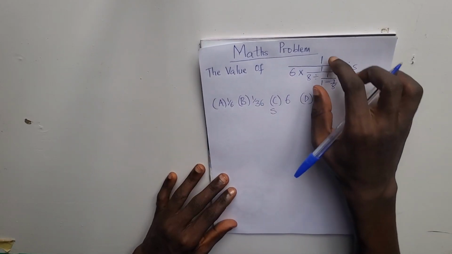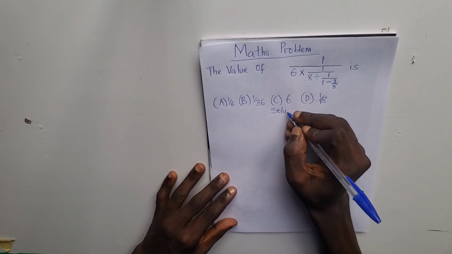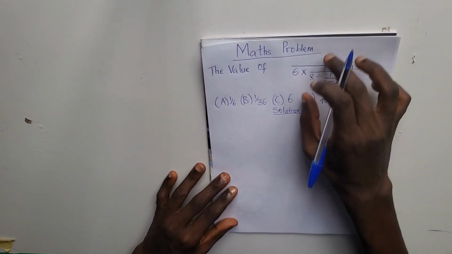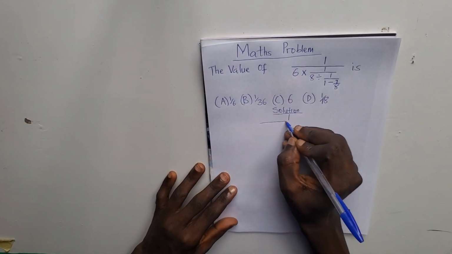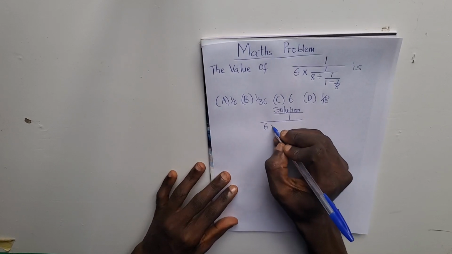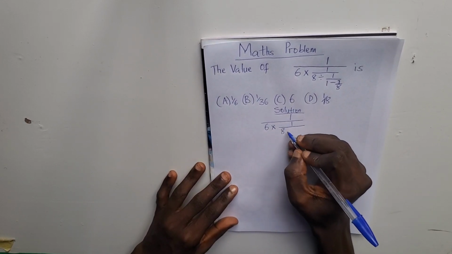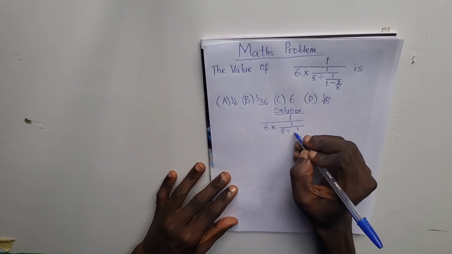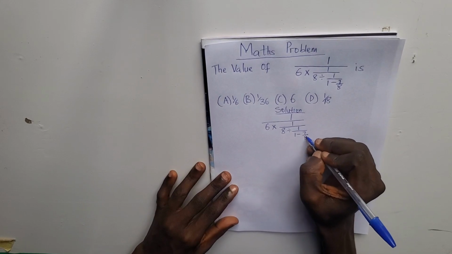We have to evaluate this, right? So first thing, let me rewrite the expression here. We have 1 over 6 times 1 over 8 divided by 1 over 1 minus 7 over 8.